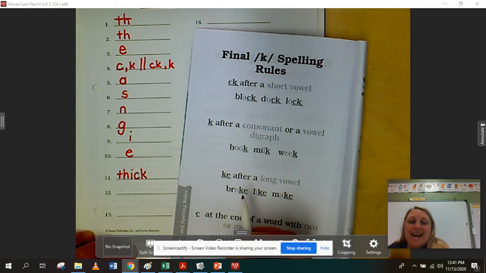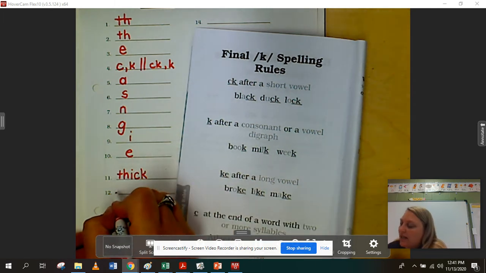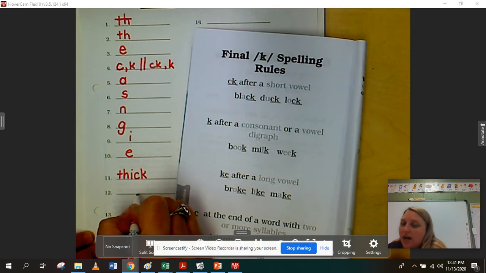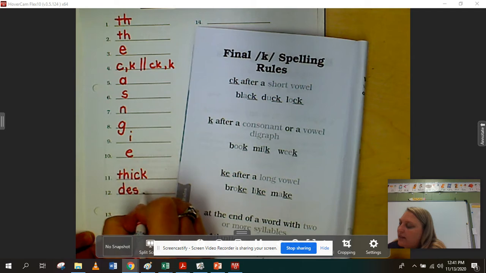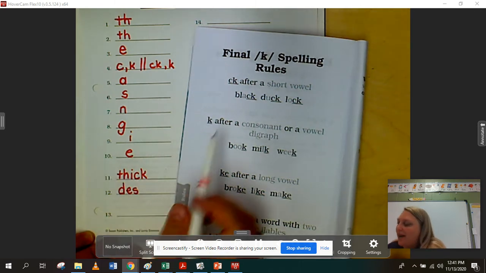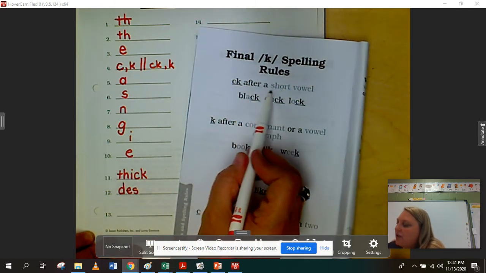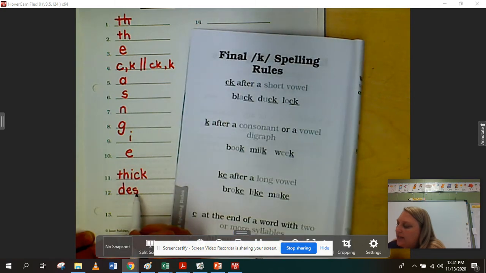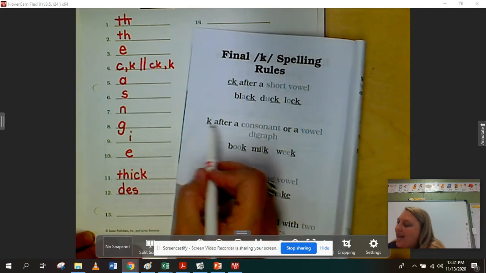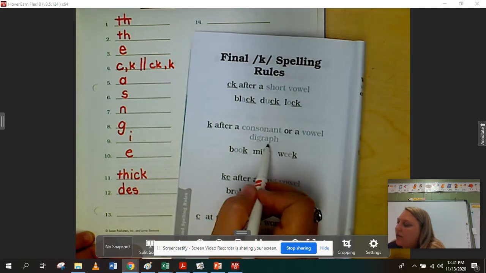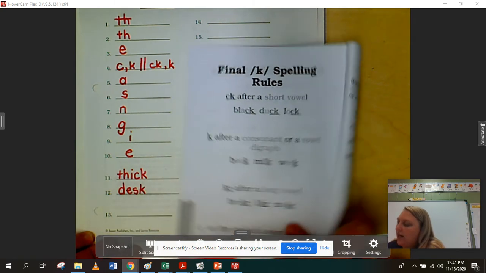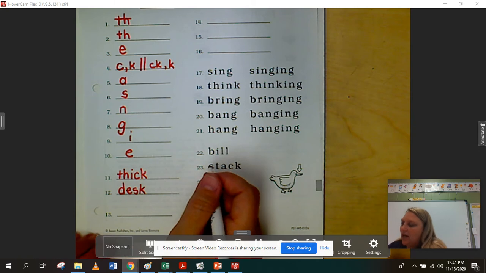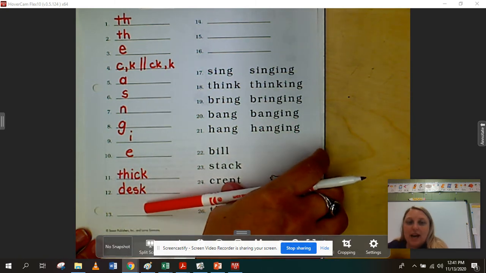Number 12 was desk. So I'm going to write all of my sounds up until the K sound. D, S. And now I'm going to go back. CK after a short vowel. Let's see. Is S a short vowel? Nope, it's a consonant. K after a consonant or a vowel digraph. So this is a consonant, so I just need a K. All right. Put that aside.